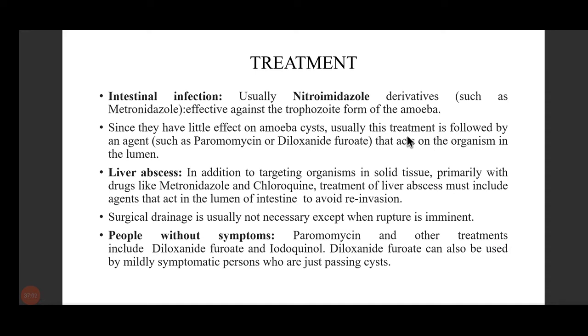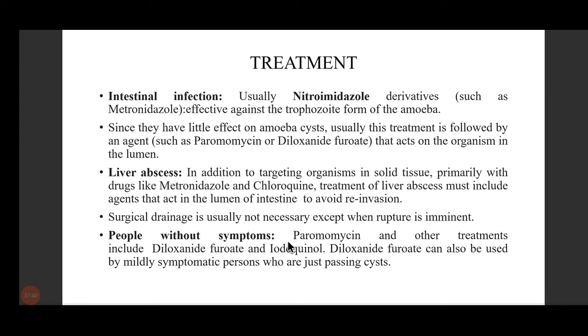Okay. In cases of liver abscess, since the organism is targeting the solid tissue, drugs like metronidazole and chloroquine are used, besides the surgical drainage. It should be given following the aspiration. You should give medical treatment also. Okay. Treatment of liver abscess must include agents that act in the lumen of the intestine to avoid re-invasion.